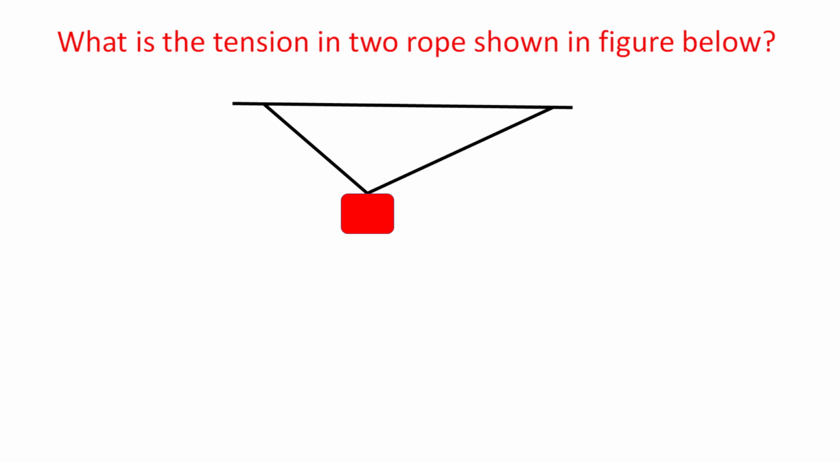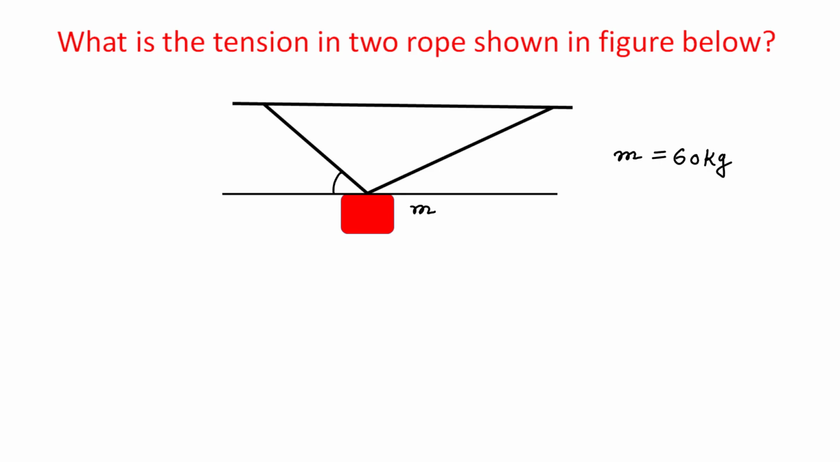Hello friends. So this is the tension problem. So here I have a mass, and the mass of this block is given, let's say m is equal to 60 kg, and this block is connected through two ropes. One rope is here and another rope is here, and these two ropes make some angle with the horizontal. So this is the horizontal line.